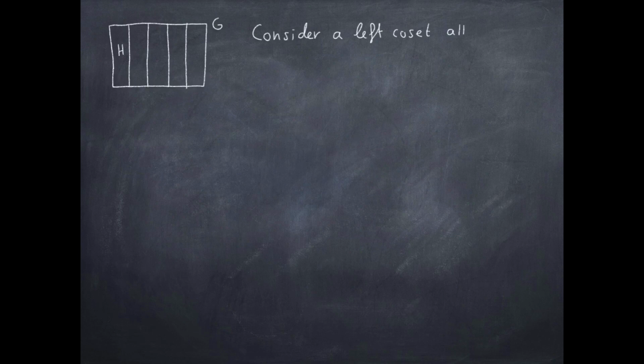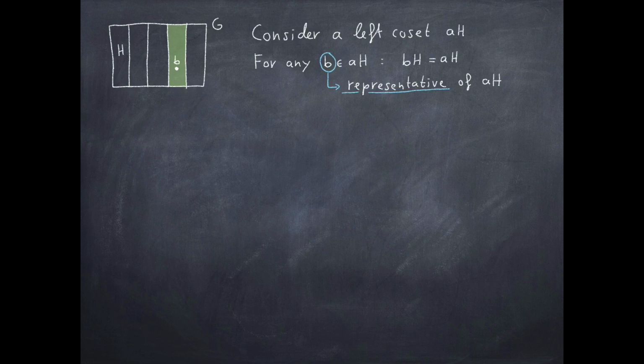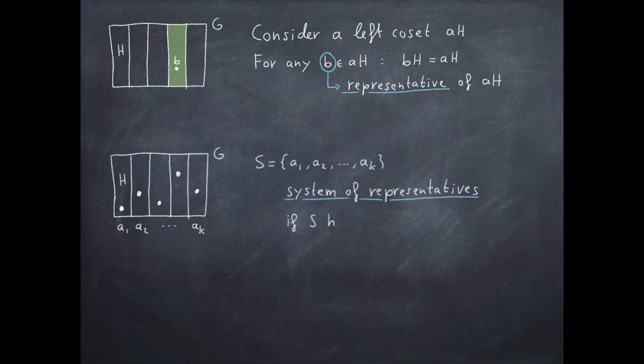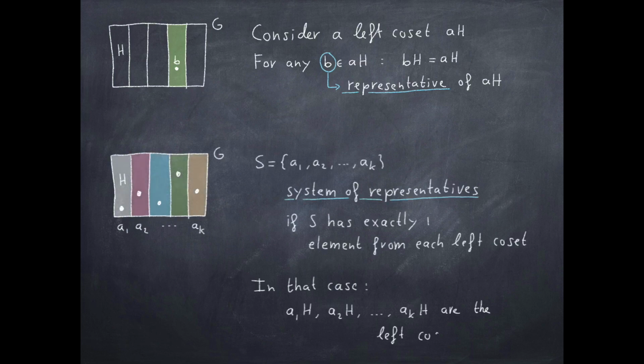Consider any left coset AH of H. As we've seen in the previous theorem, if we pick any element B in this left coset, then BH is the same as AH. We call such an element B a representative of the coset AH. Now let's consider all left cosets. If we pick one element from each left coset, then together these form a system of representatives for the left cosets.